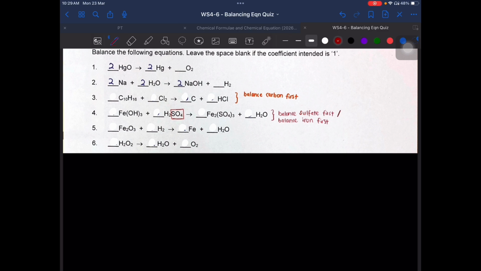Let's try out the third example. Now the third example, there's a hint given here in the answer key, which is that we should balance the carbon first. This is definitely not an easy question because there's a big number and a lot of different elements. But let's try out the carbon first.